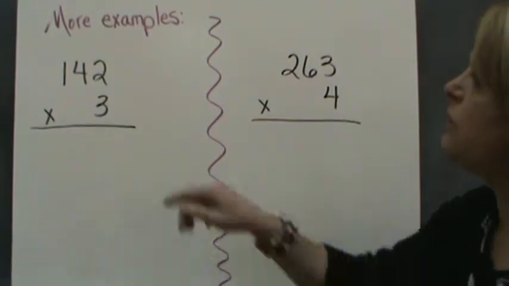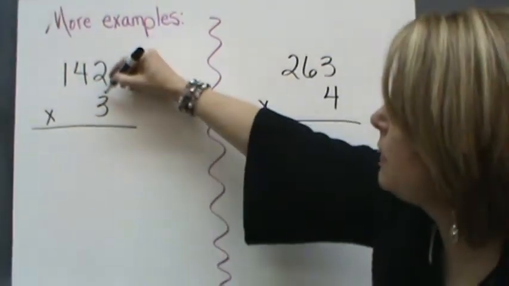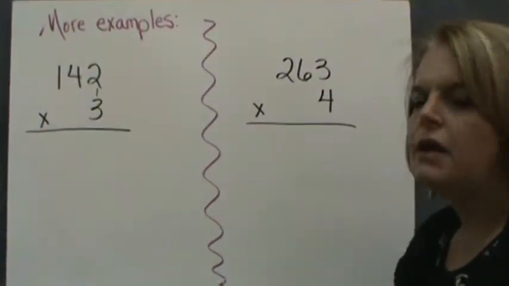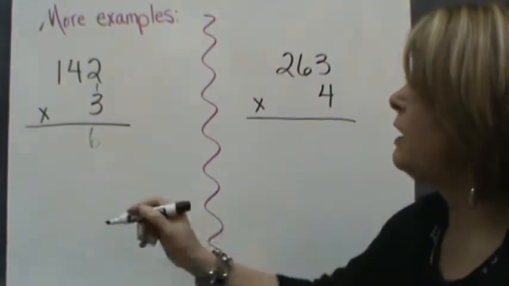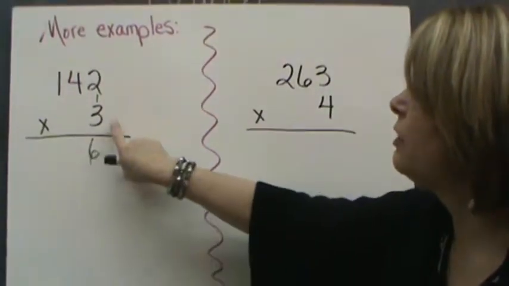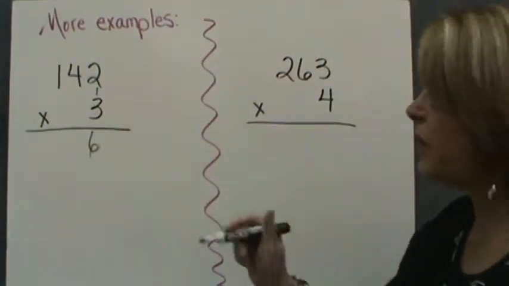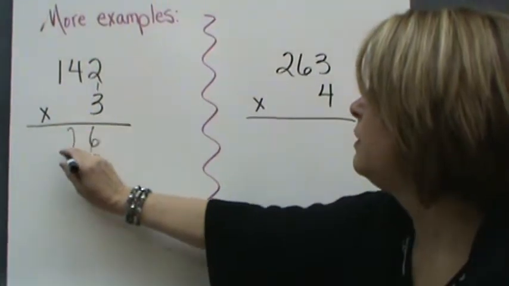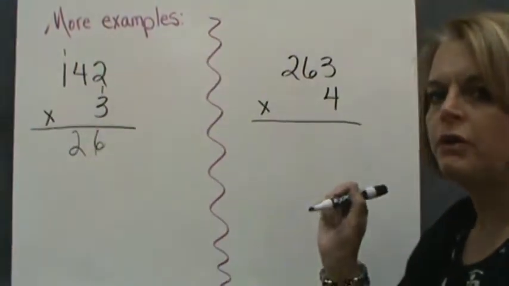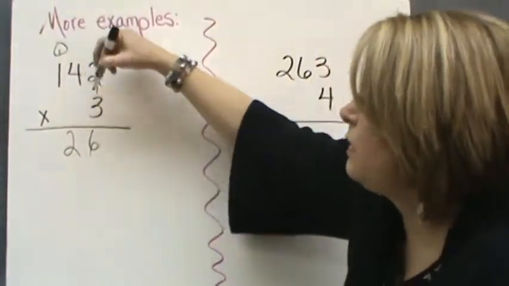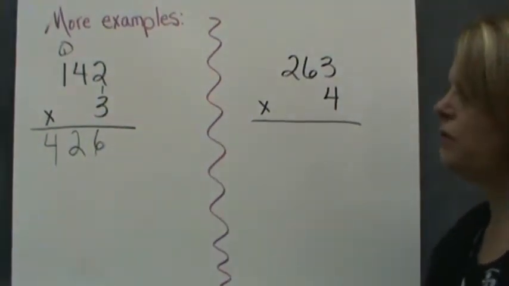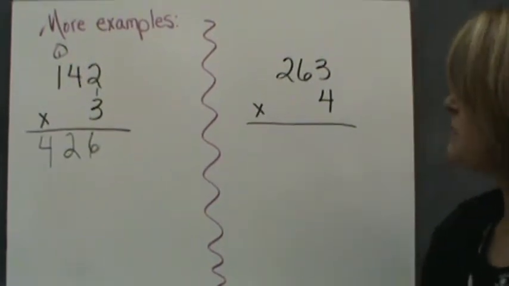Okay, so we start in the ones place. I'm always going to start with my 3 times my number in my ones place. 3 times 2 is 6. Now, I don't have anything I have to regroup. 3 times 4 is 12. So I'm going to put the 2 down here. Carry the 1. 3 times 1 is 3. Don't forget to add that 1 in there. Plus 1 is 4. So 142 times 3 is 426.